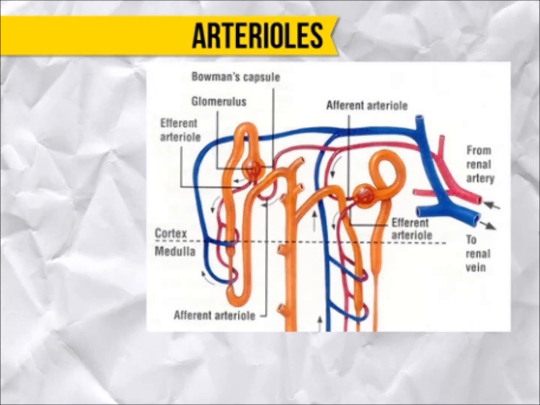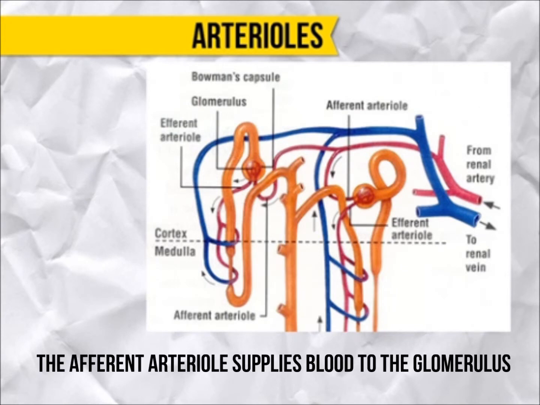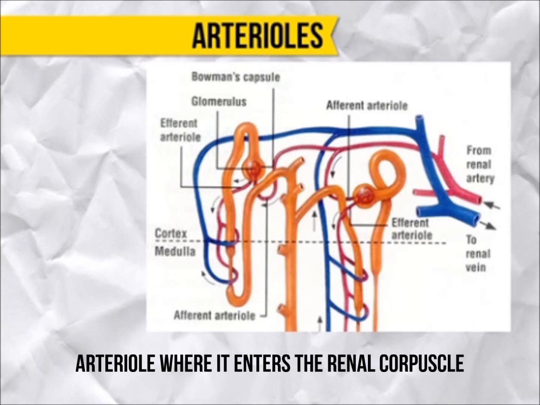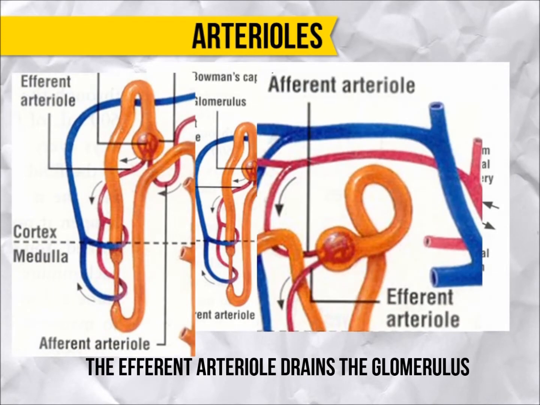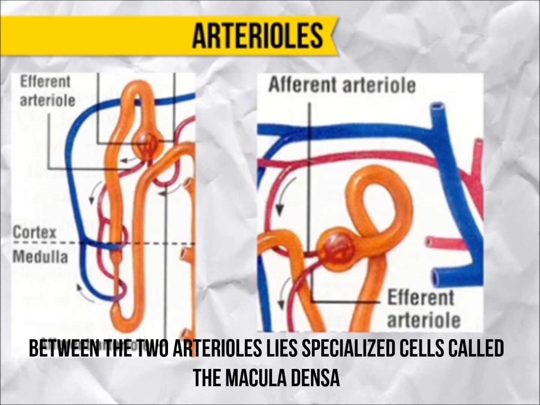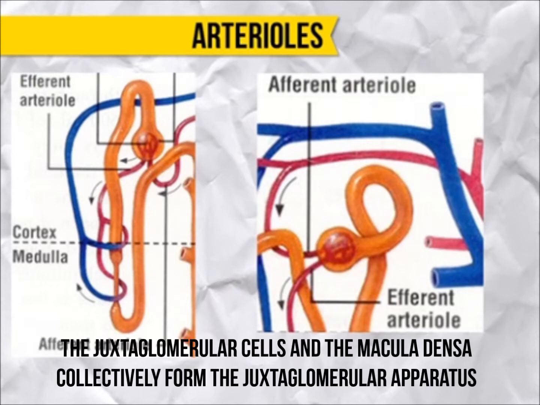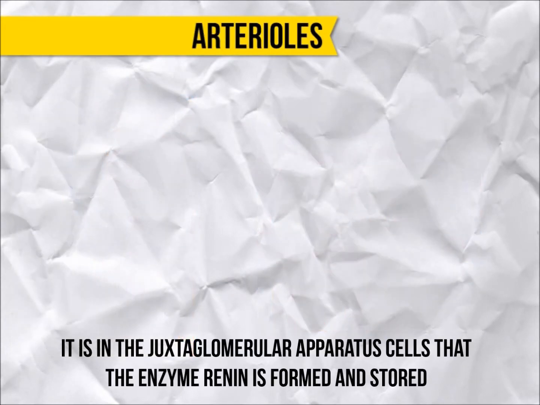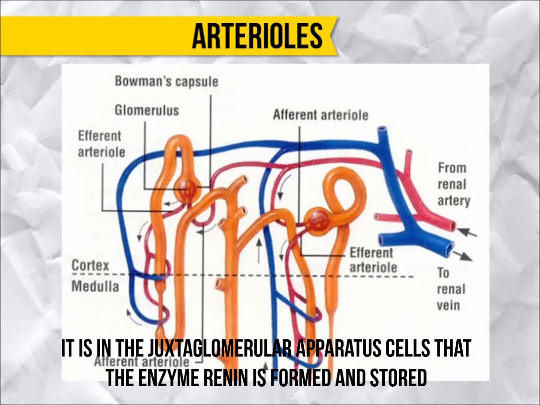Afferent and efferent arterioles. The afferent arteriole supplies blood to the glomerulus. A group of specialized cells known as juxtaglomerular cells are located around the afferent arteriole, where it enters the renal corpuscle. The efferent arteriole drains the glomerulus. Between the two arterioles lie specialized cells called the macula densa. The juxtaglomerular cells and the macula densa collectively form the juxtaglomerular apparatus. It is in the juxtaglomerular apparatus cells that the enzyme renin is formed and stored.